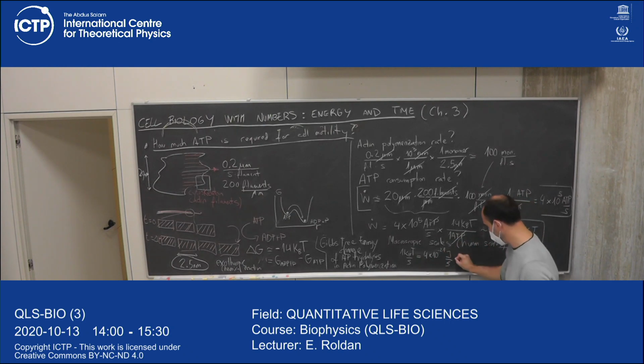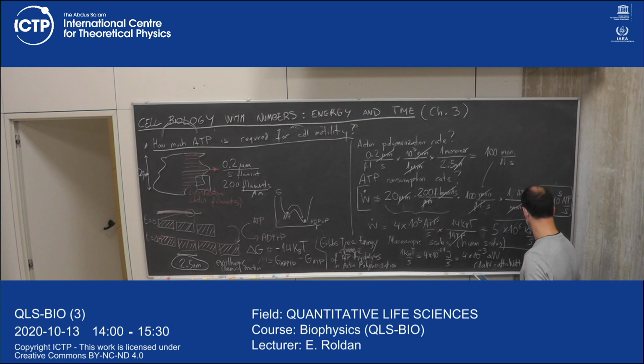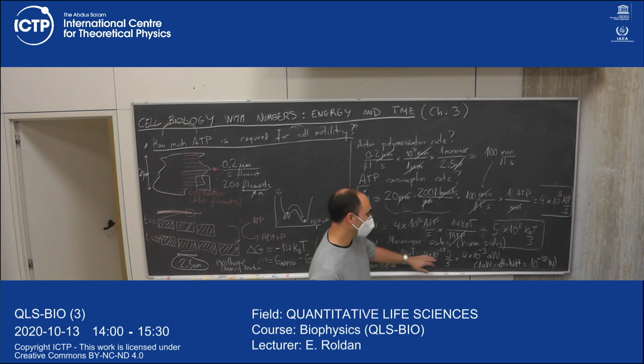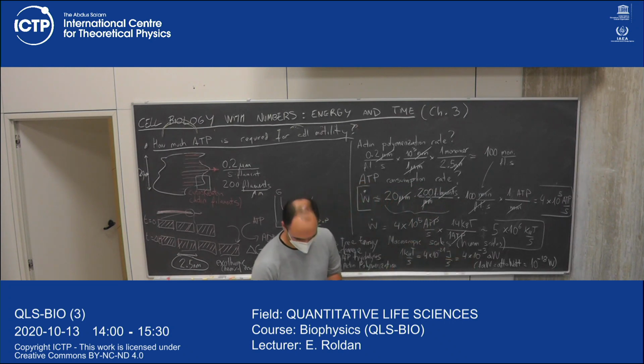And this, you can write it as 4 times 10 to the minus 3 attowatts. So this is called 1 attowatt. An attowatt is 10 to the minus 18 watts. So 1 kT per second is 4 times 10 to the minus 3 attowatts.